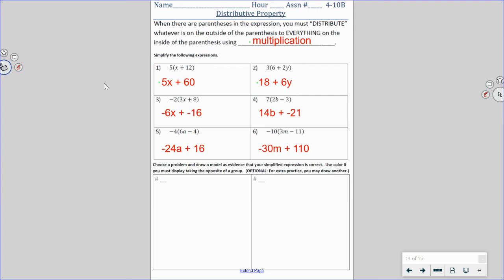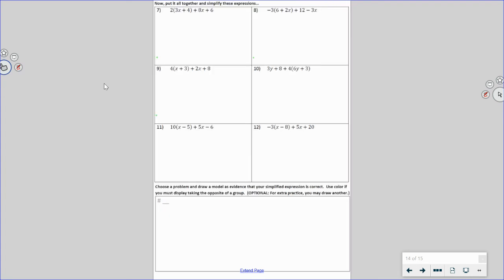Big part of this is going to be the drawing. I feel a quiz question coming on. Can you draw? Do you understand what groups are and why we in fact multiply? Because it's repeated addition, right? This feels like a perfect quiz question.